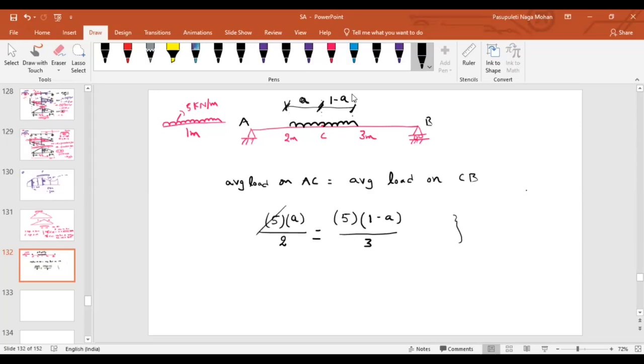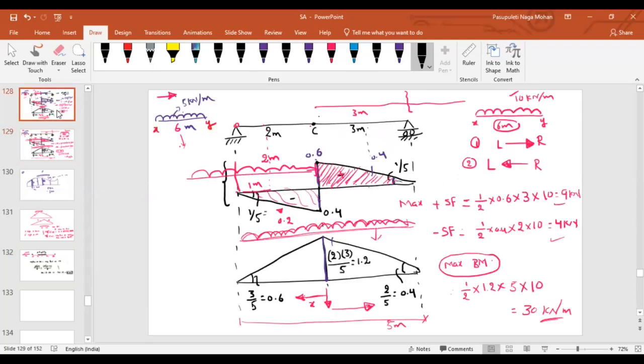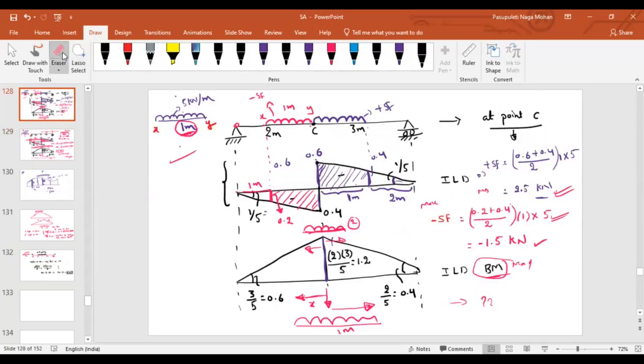5 gets cancelled anyway. Now how will you simplify? 3A will be equal to 2 minus 2A. That implies 5A will be equal to 2. That implies the A value is 2 by 5, that means 0.4. So what about the first case then?